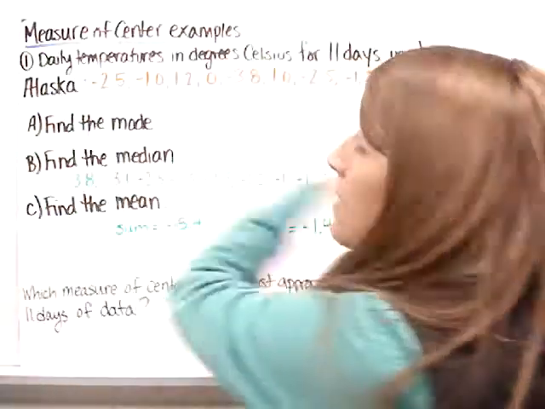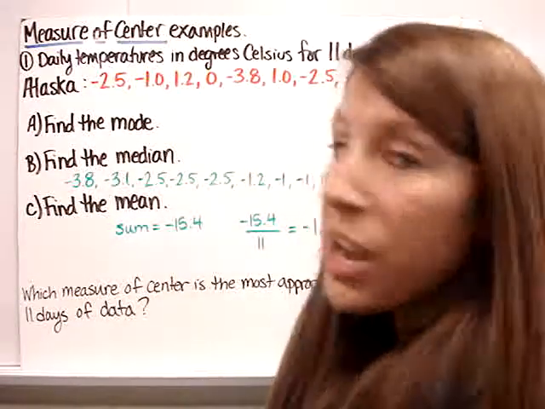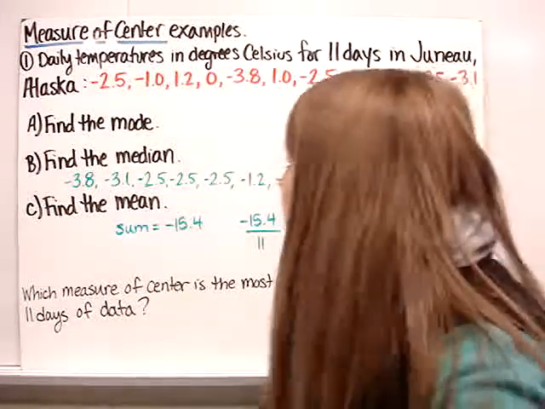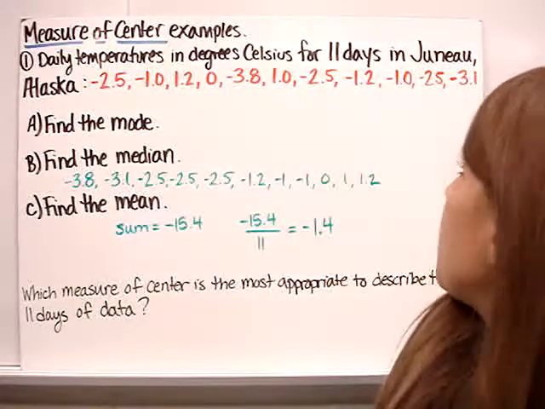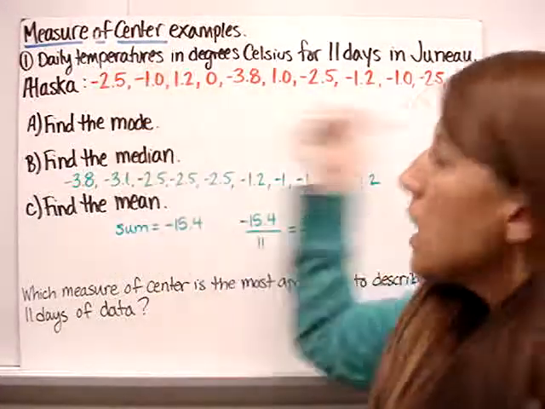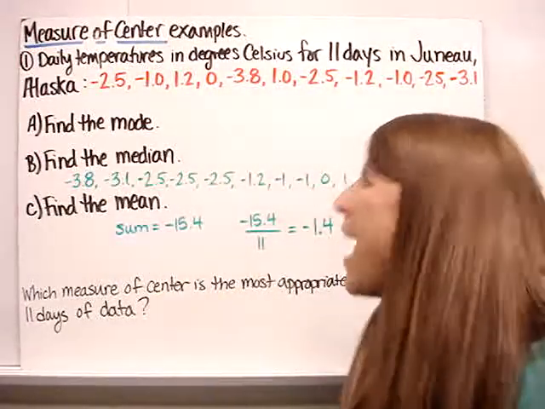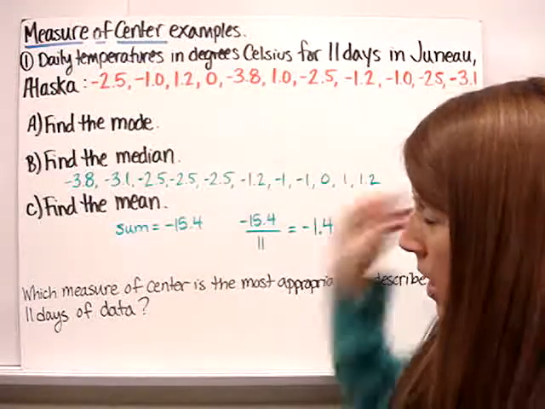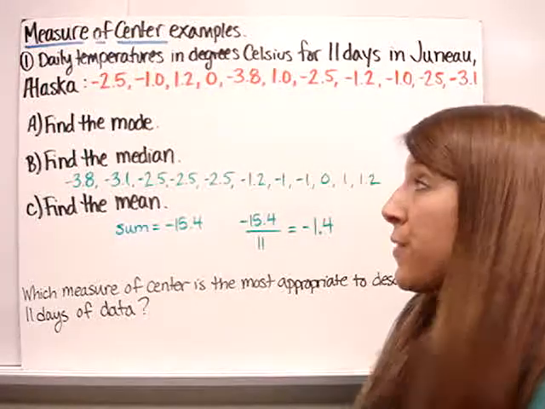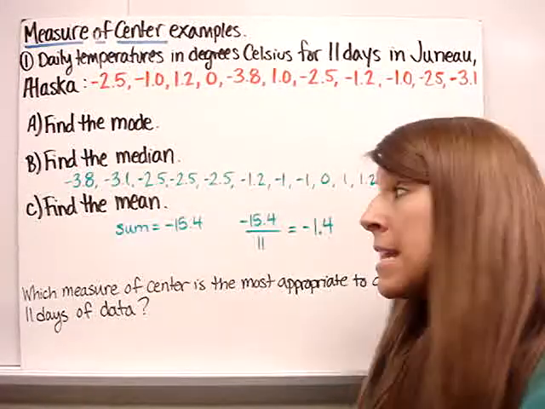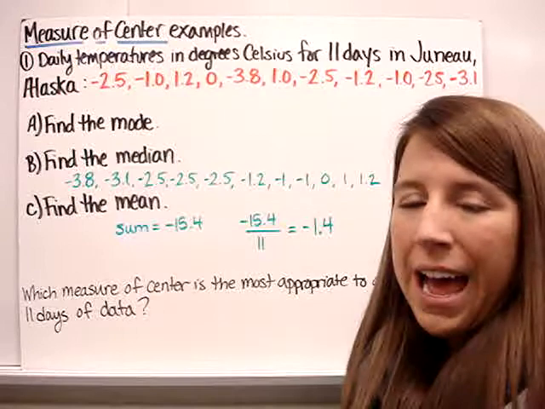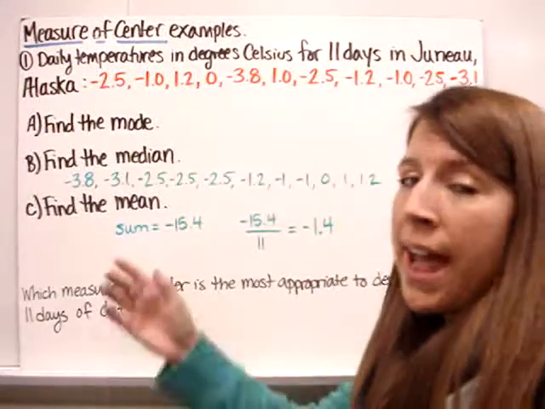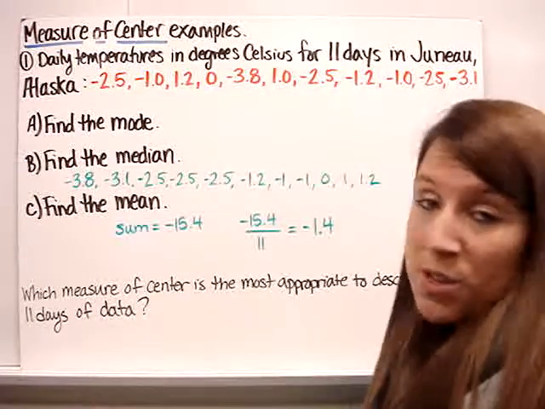So let's have a look at this scenario, shall we? The daily temperatures in degrees Celsius for 11 days in Juneau, Alaska are listed here. -2.5, -1, 1.2, 0, etc. We are asked to do 3 things. Find the mode, find the median, and find the mean. I am your friend, so I have done some of this work for you.